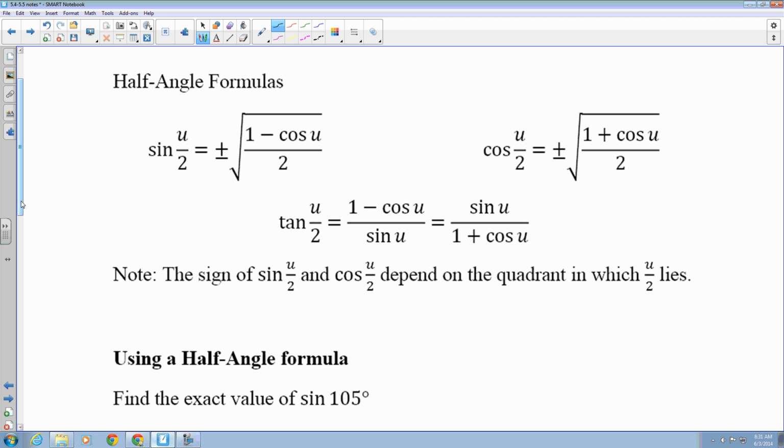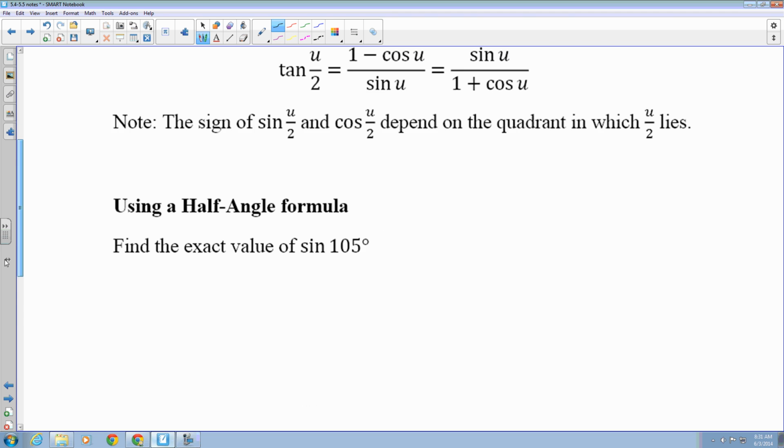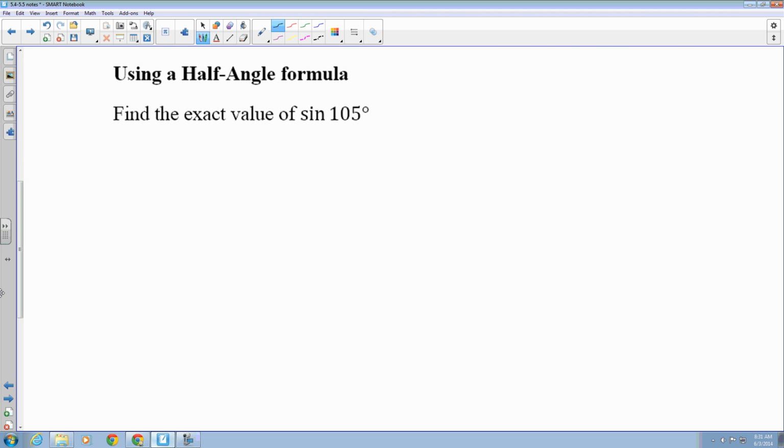Okay, so here are some half angle formulas. The point of this is if we're trying to find, for this example, sine of 105, which is not a nice angle on the unit circle. But we know that 105 is half of a nice one. It's half of 210, which is on the unit circle. So finding sine of 105 is like finding sine of u over 2, where your u is 210.